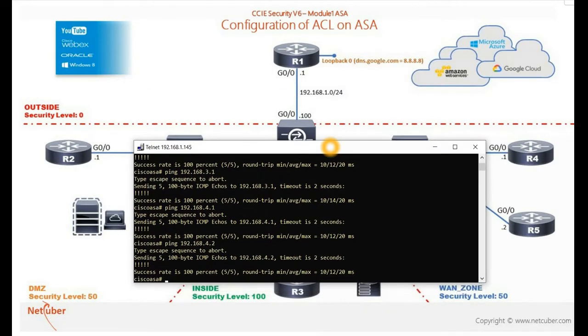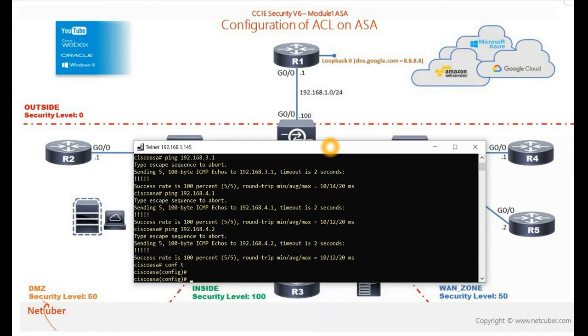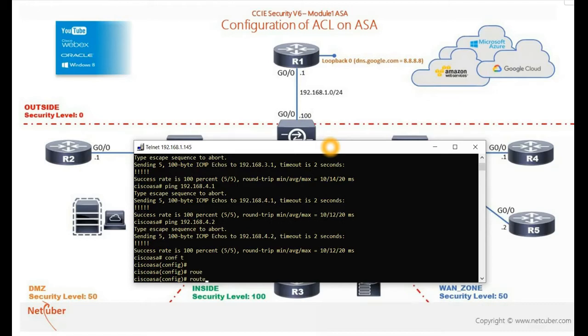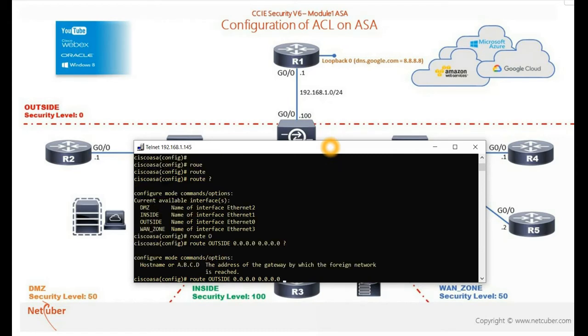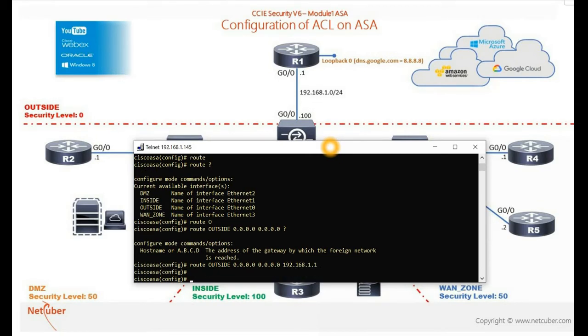Now I need to make one more thing, which is a default route from ASA. So I am considering our outside interface is connected to the internet. So it's route outside. Either we can type 0.0.0.0, then subnet also 0, or we can type 0 0, or the normal default route also we can mention like that. So it's towards R1. In this topology we are treating R1 as our ISP and a default route towards the internet.